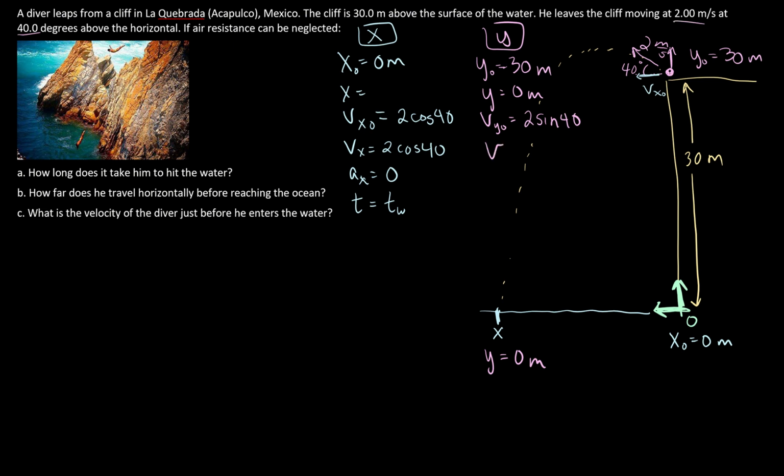My final y velocity, I don't know anything about right now. I maybe could solve for it. My gravity g is negative 9.80 meters per second squared because I've set the positive vertical direction to be upward. And then the time that I care about, again, is the time that I hit the water.